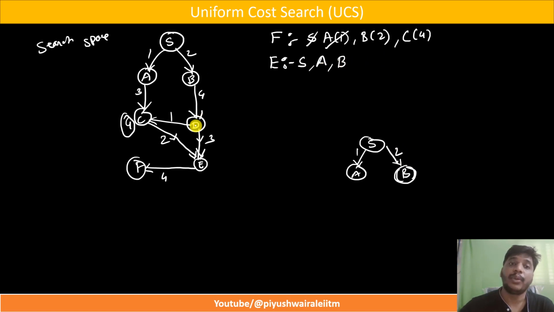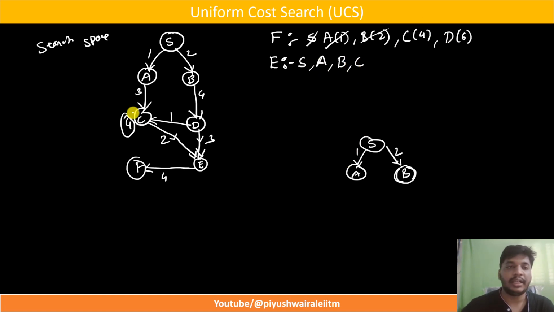Now, from B, I can go to D, but at what cost? 2 plus 4, that is 6. So I'm adding that in the frontier. I'm removing B from the frontier because we already explored it. Which node do we have to explore, C or D? That is C because C has the lowest cumulative cost.